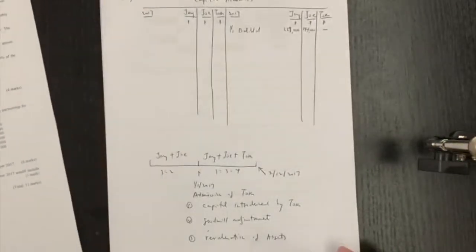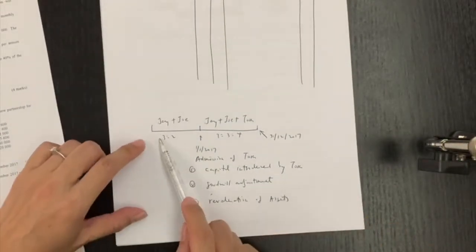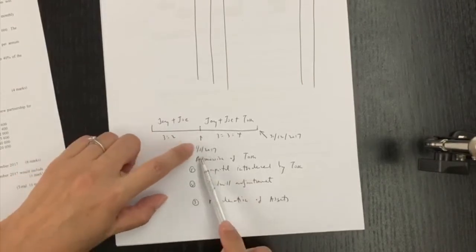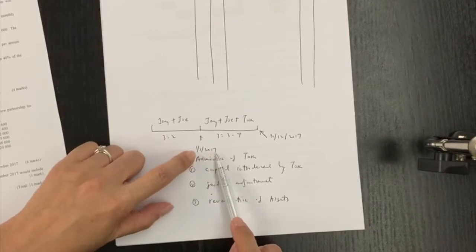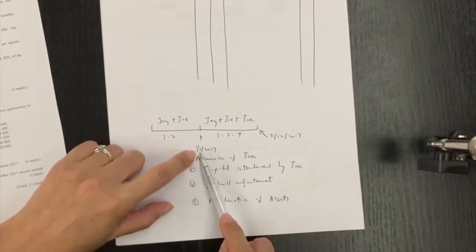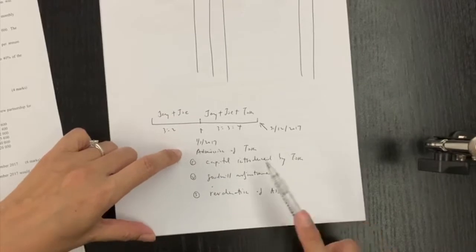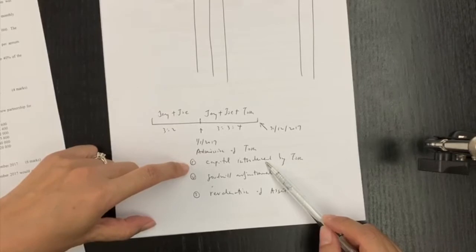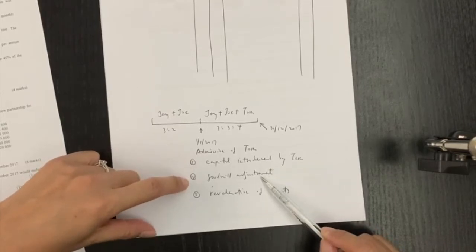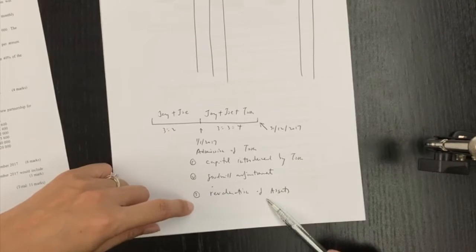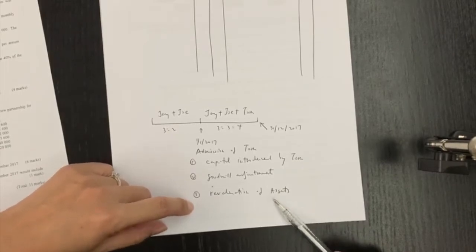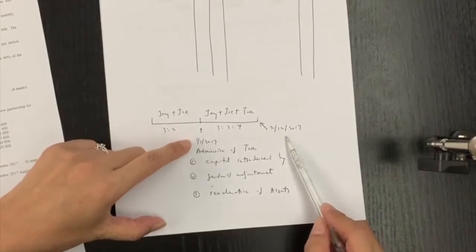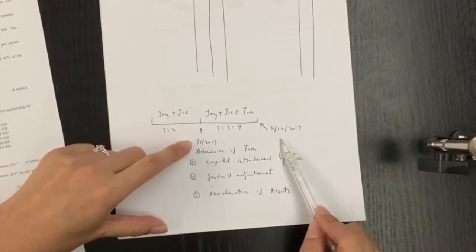Now, here is the timeline. We have Jay and Joe being the old partners, and on 1st of January 2017, Tom is admitted. Remember for admission, we always have three things to do: the capital introduced by Tom, goodwill adjustments as before, and revaluation of assets. Then one year later, which is part B, we have to draw up the profit and loss appropriation account.